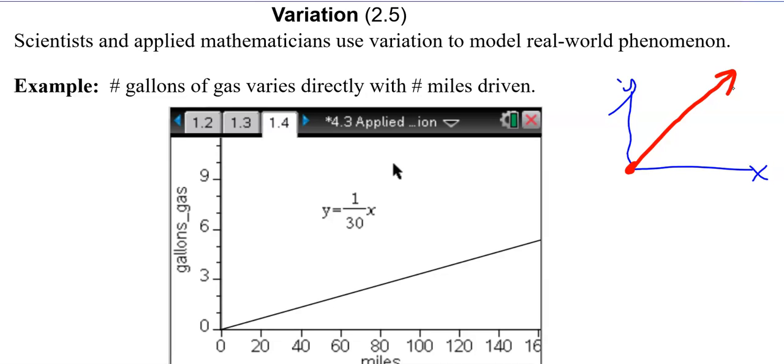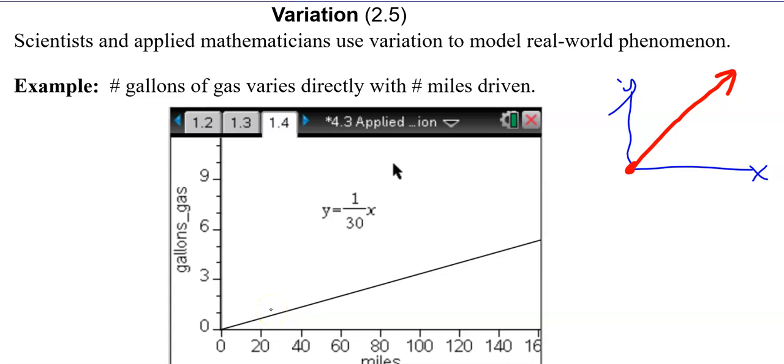So here's an example of gallons of gas and miles driven. It looks like the more miles you drive with this particular car, the more gas you use. Well, I think that's true with just about any car. What's interesting is the graph is a straight line. So this is a constant rate of change. Maybe this car is driving on a flat interstate with cruise control. And it looks like for about every 30 miles, they use 1 gallon of gas.